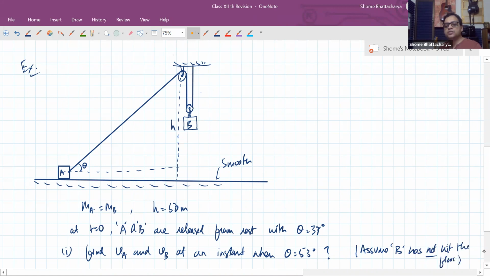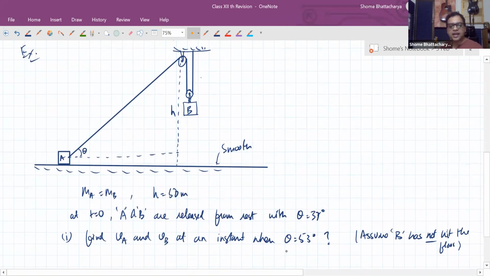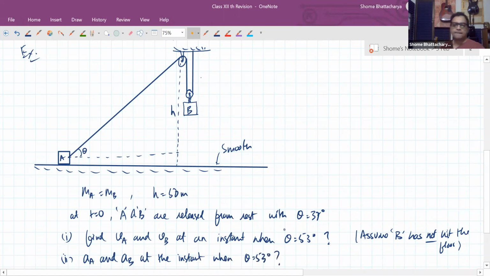And next part is going to be a little bit more tricky for this. We have to find the instantaneous accelerations at that instant when theta is 53 degrees. Find the acceleration of A and acceleration of B at the instant when, again, theta is equal to 53 degrees. Okay, so just try this out.